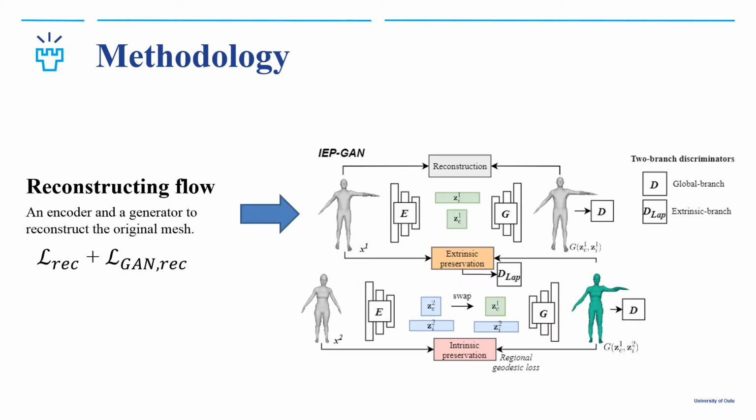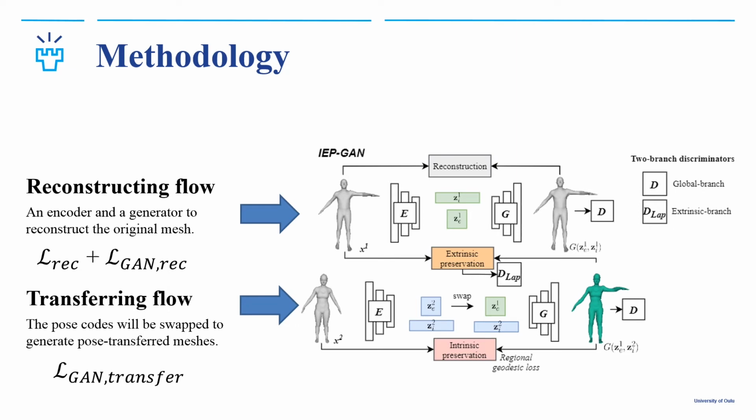The first flow in IEP-GAN is to reconstruct the original mesh. It results in two loss functions. One is a point-to-point L2 loss for converging to the original mesh, and the other one is a discriminating loss given by a global discriminator to distinguish if it is a realistic mesh or not. The original mesh will be embedded with an encoder into latent codes of shape and pose. Then, the latent codes will be fed into a generator to reconstruct the mesh.